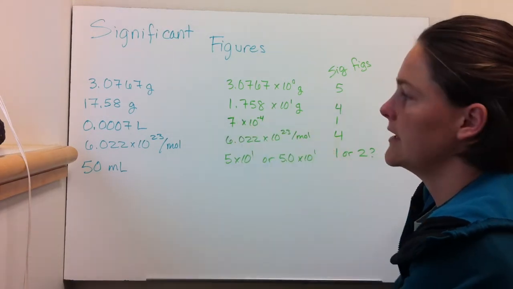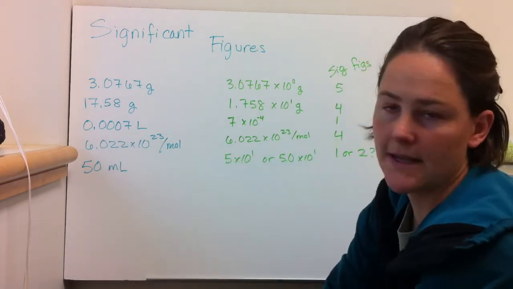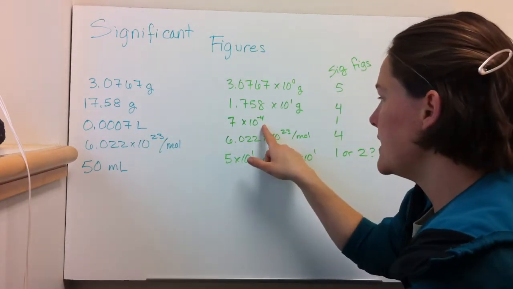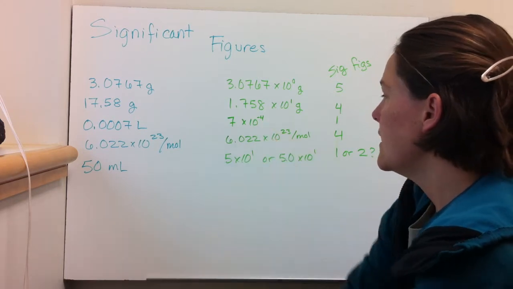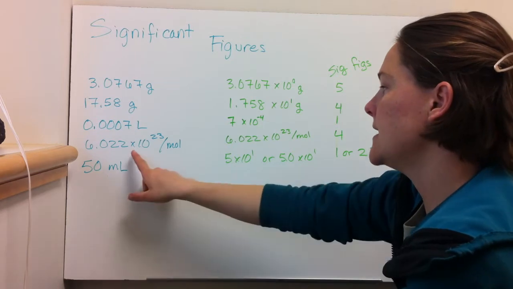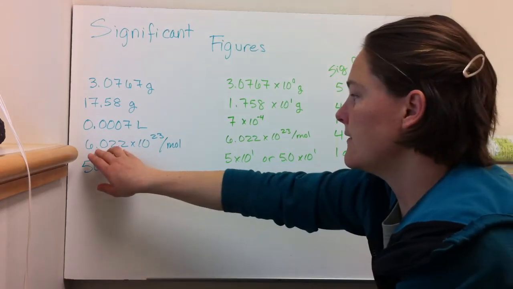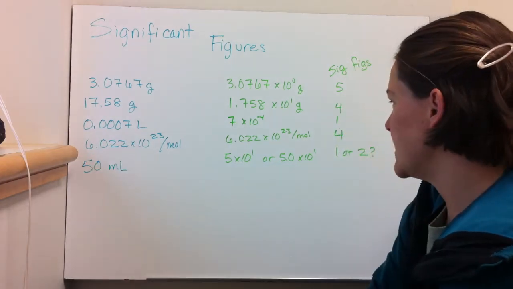Or 4 significant figures. Here, however, you have 0.7 milliliters, and when you write it in scientific notation, you see that actually only the 7 is significant. Same thing with 6.022 times 10 to the 23rd. We have 4 significant figures there.